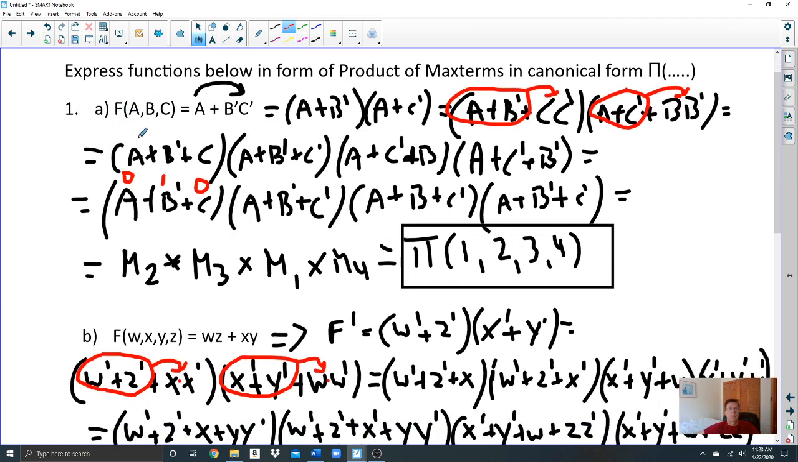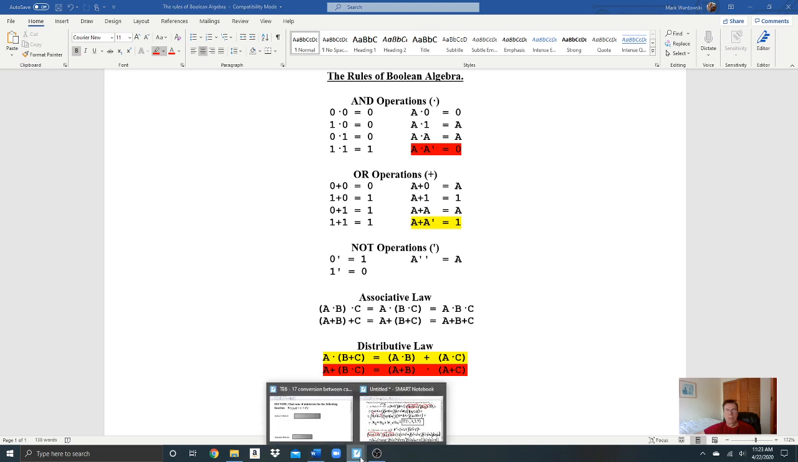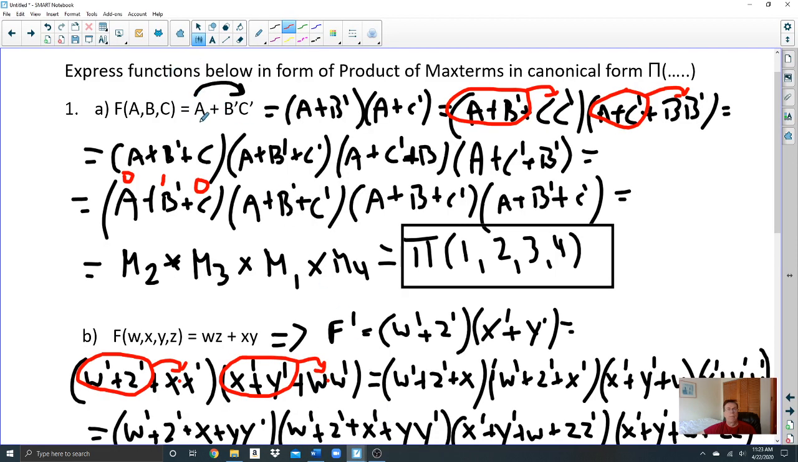So we have the following function: a plus b prime c prime. The first thing when you do maxterm expansion is to break up all the products. In this case we have one product, so we're going to break it up using the second distributive law, a plus bc, and that's exactly what we have here. We have a variable plus the product. So we're going to break it up: a plus b prime times a plus c prime. There we go.